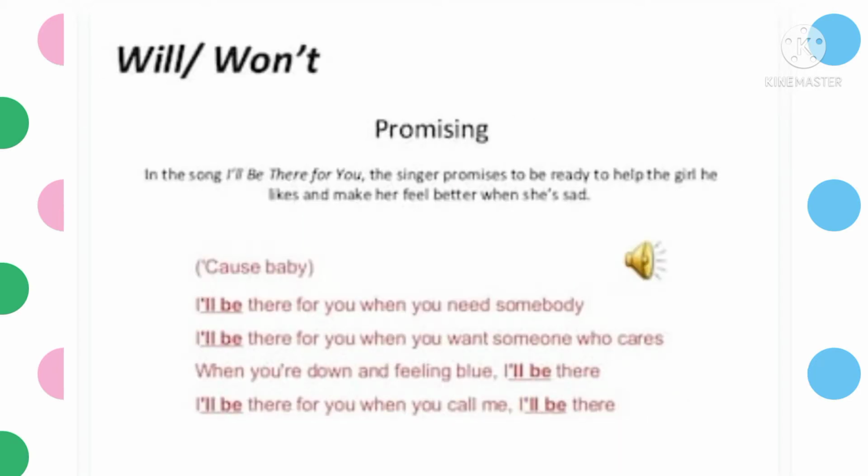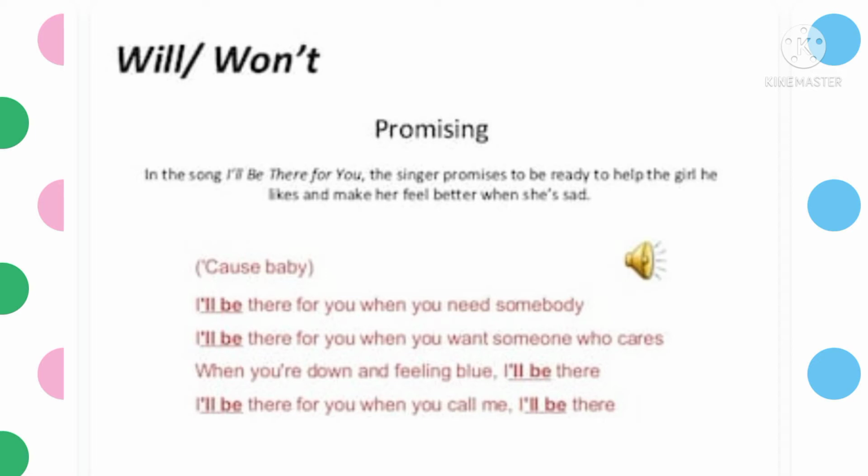Next usage is will and won't used to express promising. For example, in the song I'll Be There for You, the singer promises to be ready to help the girl he likes and make her feel better when she's sad. Okay, and I'll be there for you, that's promising.